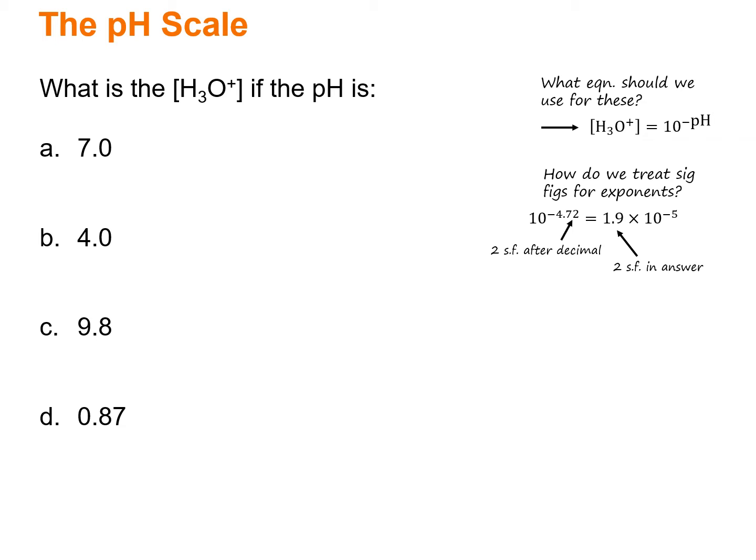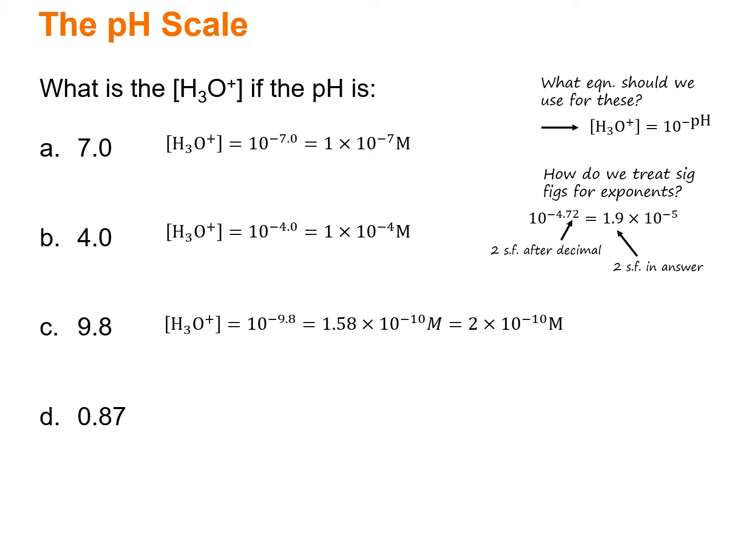It's exactly the opposite of what we did just earlier. So going to that first one, we go to negative 7.0. This only has 1 sig fig after the decimal place for our argument there. That means we're only going to have 1 sig fig for the answer of the hydronium concentration. So it just becomes 1 times 10 to the minus 7 molar. For the next one, it's negative 4.0. Again, just 1 sig fig after the decimal, so we only end up with 1 sig fig in our answer for the hydronium concentration. It comes out to 10 to the minus 4 molar.